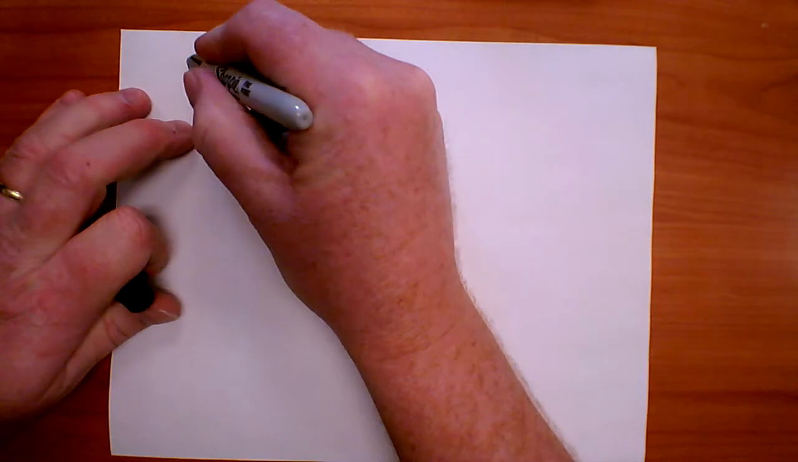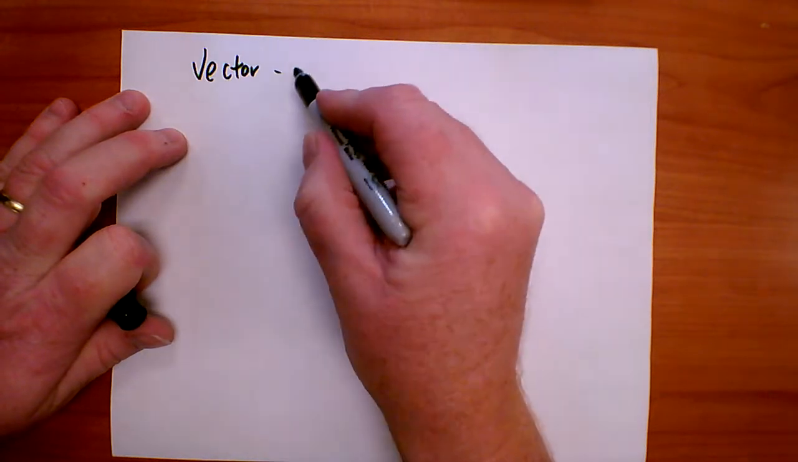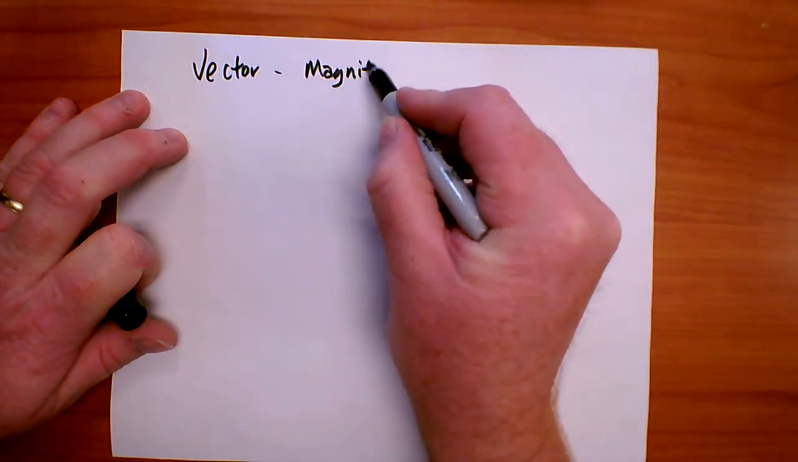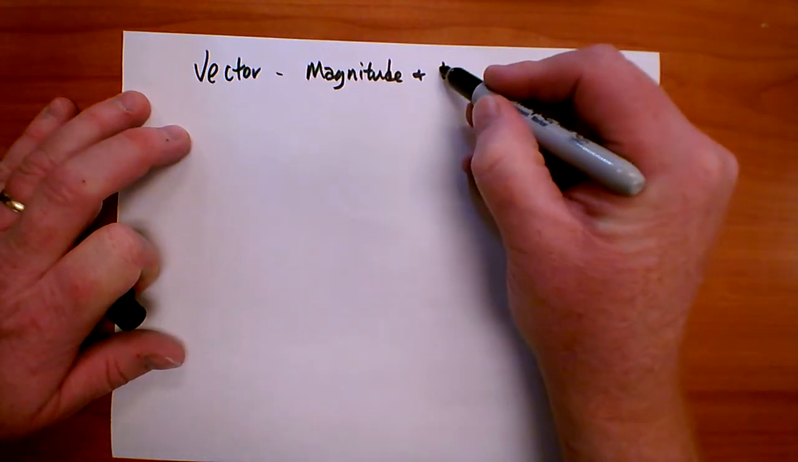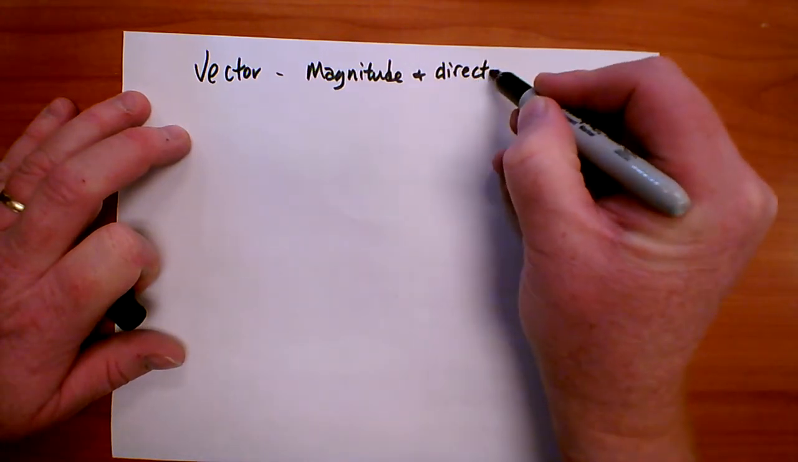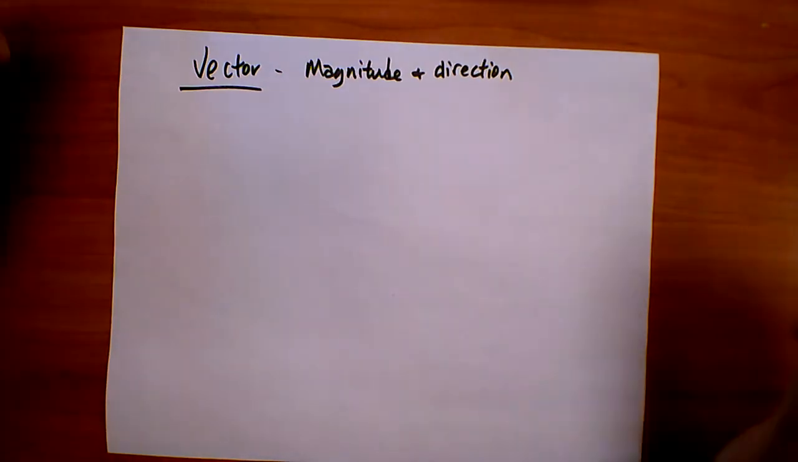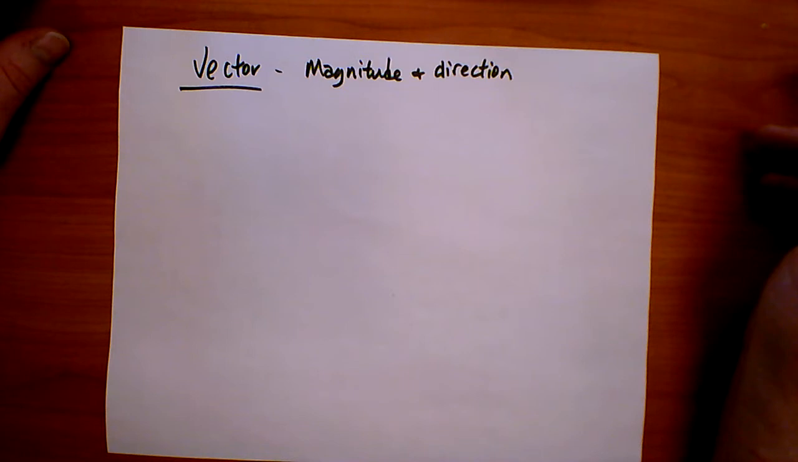As you may recall from the movie Despicable Me, a vector is a quantity that has both magnitude and direction. Magnitude is basically a number or a size, and direction, well, that kind of makes sense what direction is. It's the direction that it's going. Some examples of vectors include things like force, velocity, acceleration, displacement.